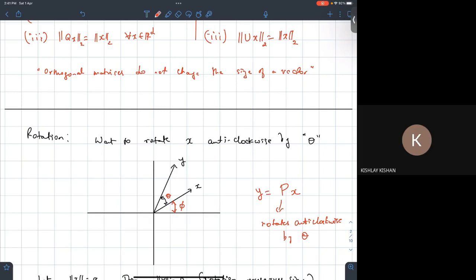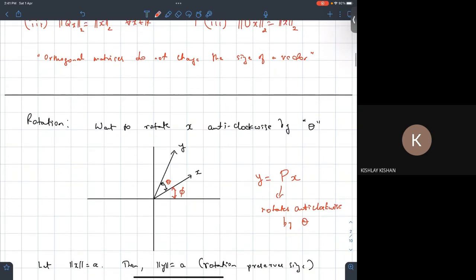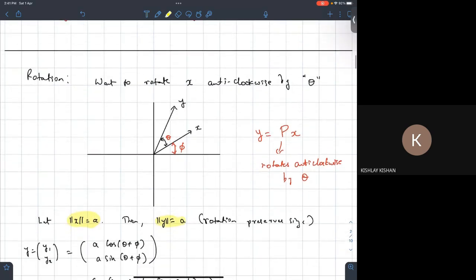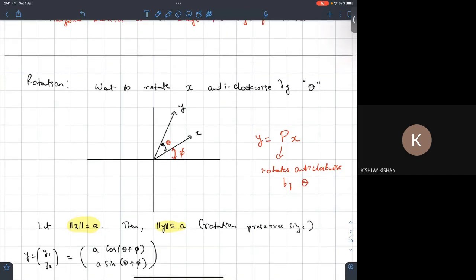So how do we approach this? I'll show you some simple ideas. Imagine this x has length a. When I rotate, the length won't change. Are people okay with this claim? I'm rotating it and not stretching the vector, I'm just rotating it. Now, using simple trigonometry, what would be y?